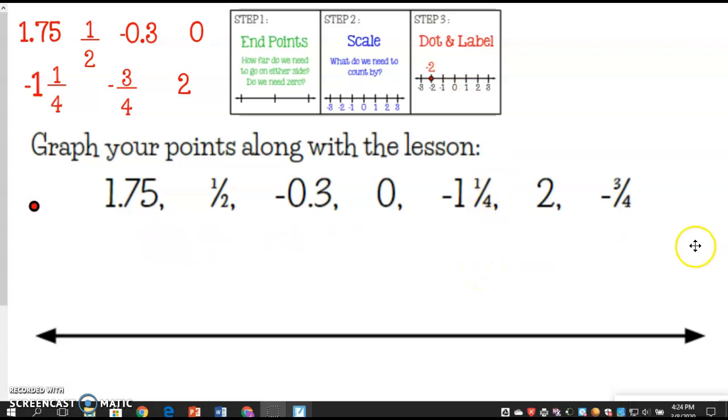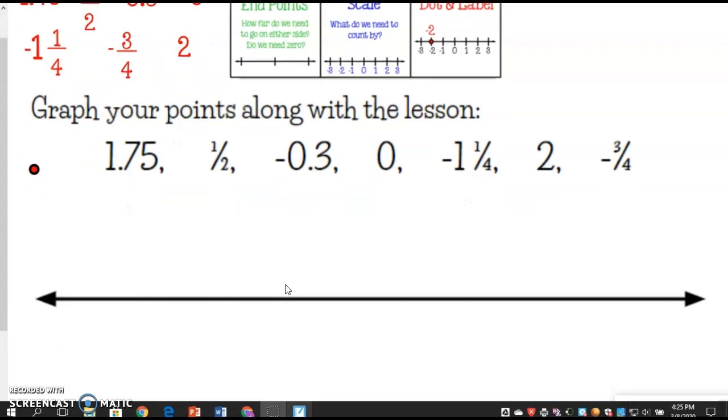So when I look at these numbers, I see that we have positive and negative numbers, so we do need to have 0 on there. And when we look to see how far those numbers go, that tells me what I'm going to count by for my scale. So I could do just by ones, but that's going to be a big gap for these numbers that are between 0 and 1, like half, negative 0.3, negative 3/4. Those are going to fall between 0 and 1 or 0 and negative 1. And so I'm going to decide to count by half.